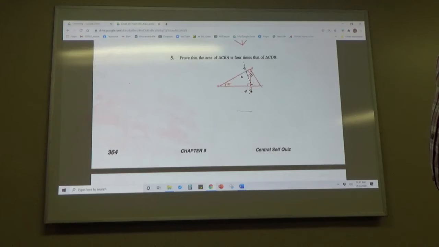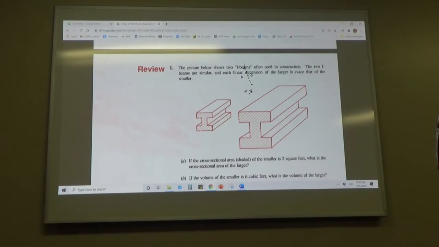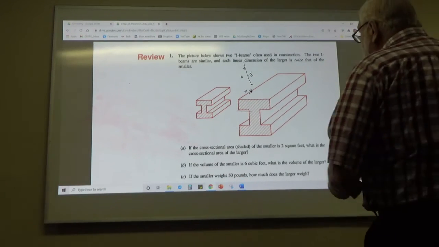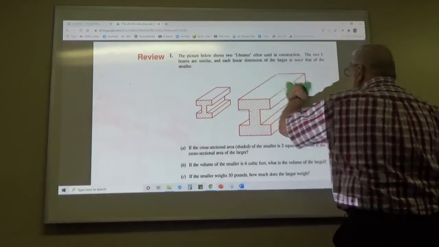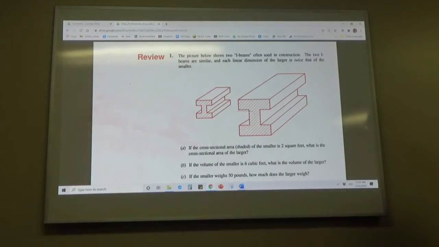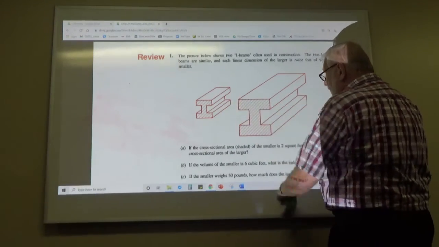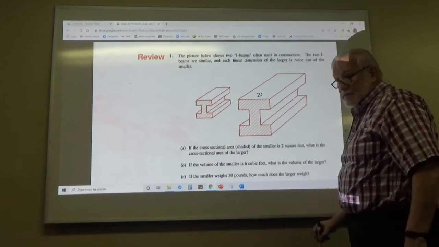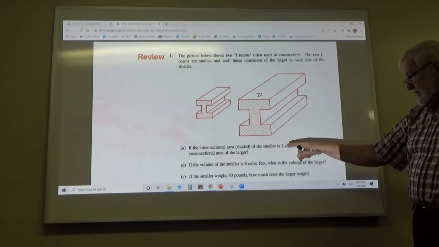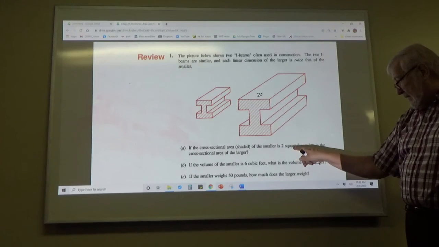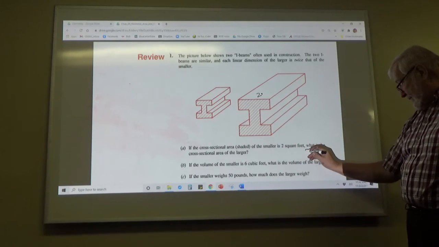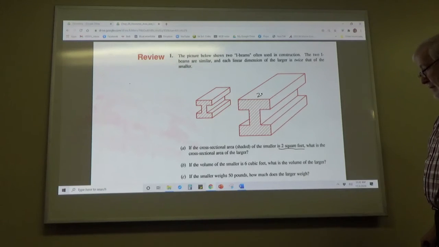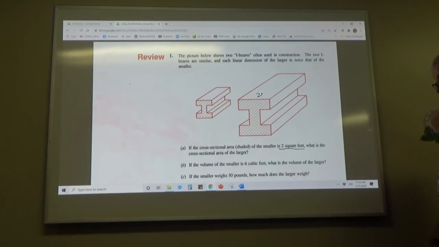All right, now. Okay, review. All right, the two I-beams are similar, and each linear dimension is larger by twice. Okay, so that makes whatever this is 2 times larger than this. Okay, if the cross-sectional area shaded here is 2 square feet, what is the cross-sectional area of the larger one?